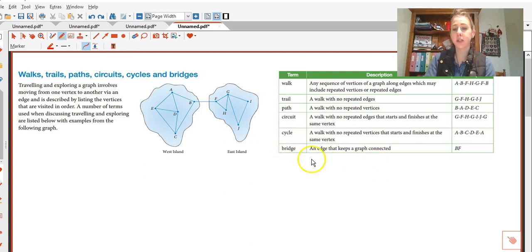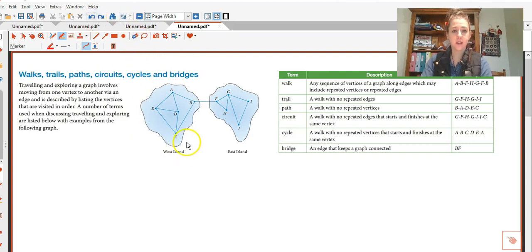And then finally a bridge. We've touched on this briefly, hopefully, in one of the lectures that you watched just recently. A bridge keeps the graph connected, meaning that from one vertex you can get to any other on the graph. So for example here, if I took out this edge here, it's no longer a connected graph because you can't get from vertex A to any of these over here. And likewise, you can't get from G to any of these ones over here.